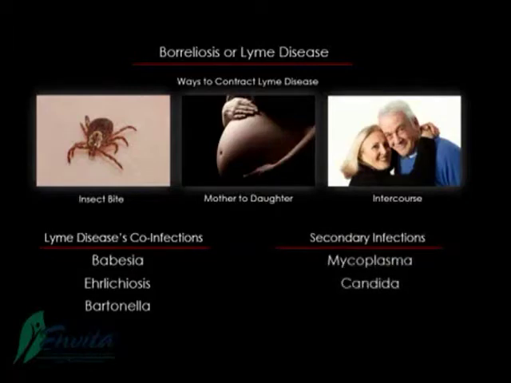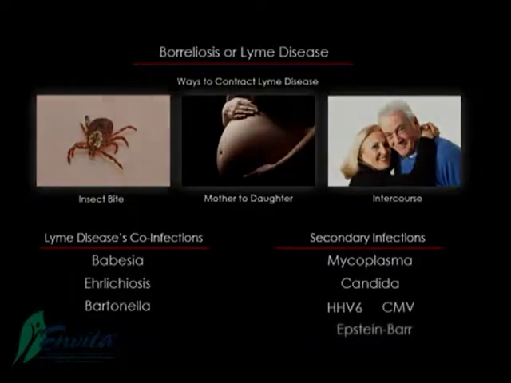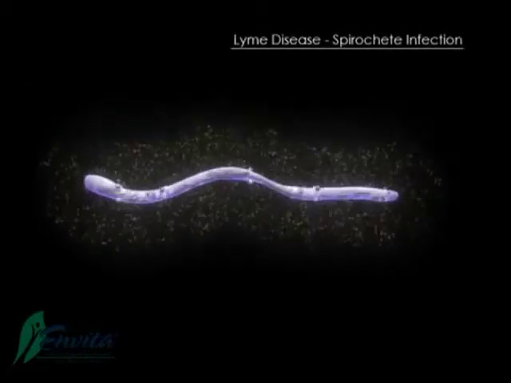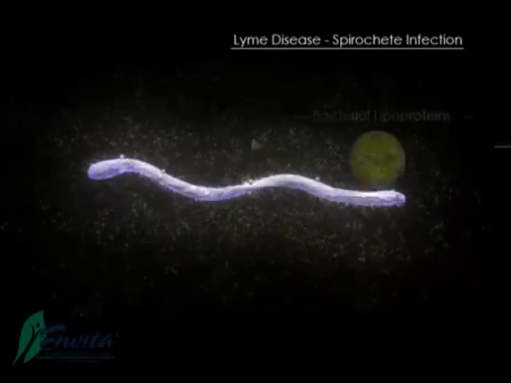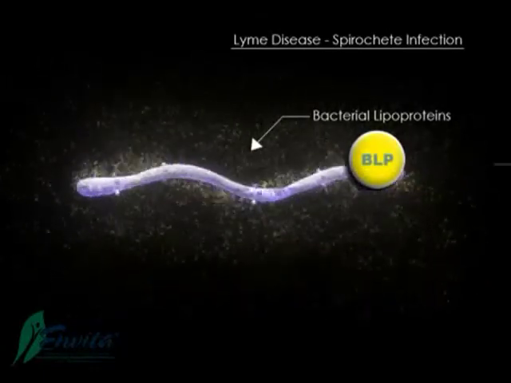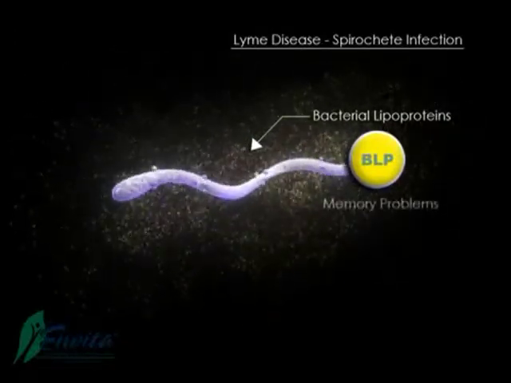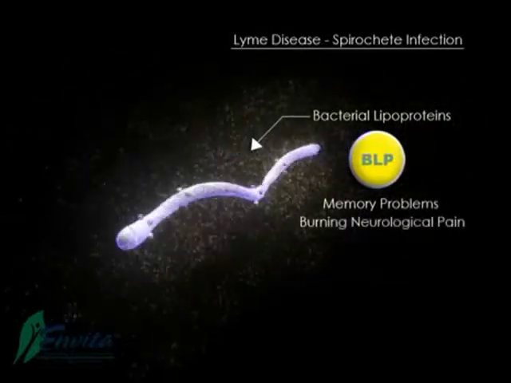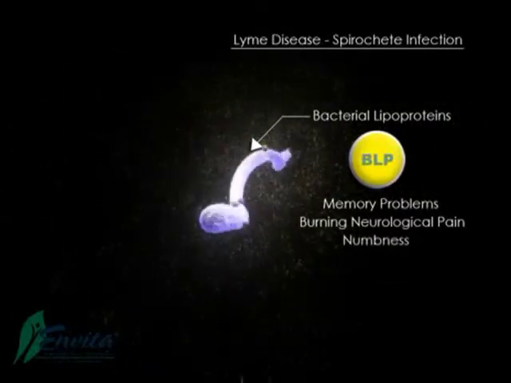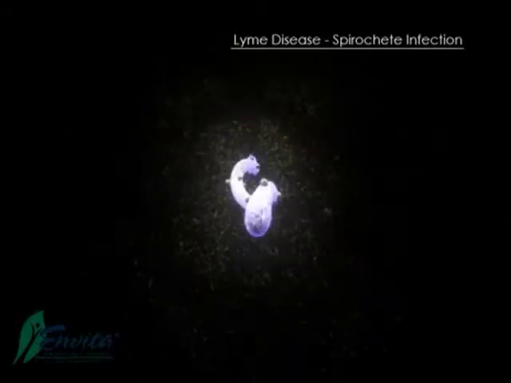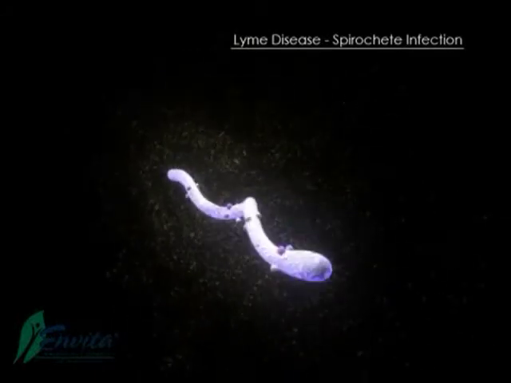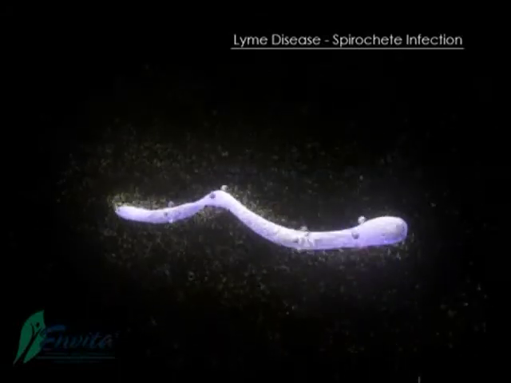and viruses such as HHV6, cytomegalovirus, and Epstein-Barr. Lyme is characterized by a spirochete infection. The spirochete releases bacterial lipoproteins, that is a neurotoxin. The BLP neurotoxins are associated with symptoms like memory problems, burning and neurological pain, and numbness. The spirochete moves in a corkscrew-like motion as it burrows its way through the tissue and organs of the body.